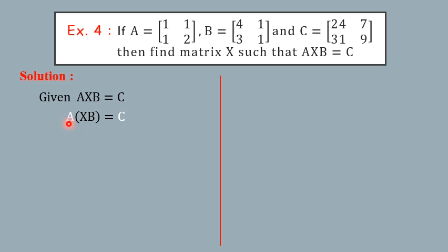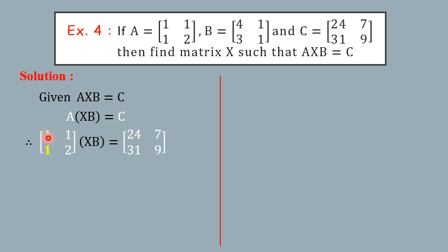Now just substitute the value of A and C. We get this is matrix A and this is matrix C. And here we have to reduce this matrix A to identity matrix. But here A is prefactor, so we have to perform row transformation. So by using suitable row transformation, we reduce this matrix A into identity matrix.